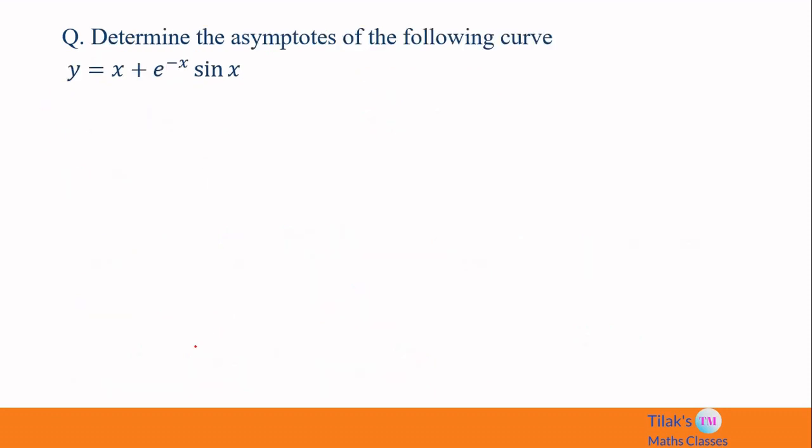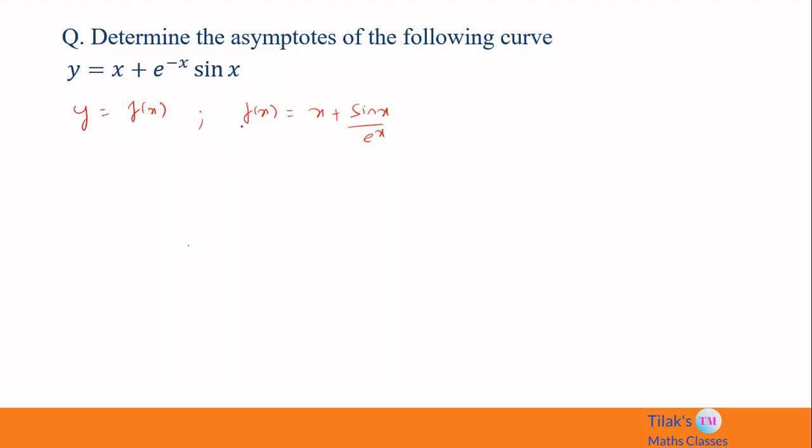Next problem: determine the asymptotes of the following curve, y = x + e^(-x) sin x. Now, we can write this curve as y = f(x), where f(x) is equal to x + (sin x) by e^x. e^x never becomes 0. So, this function is defined for all real values. So, we can say that there is no vertical asymptote.